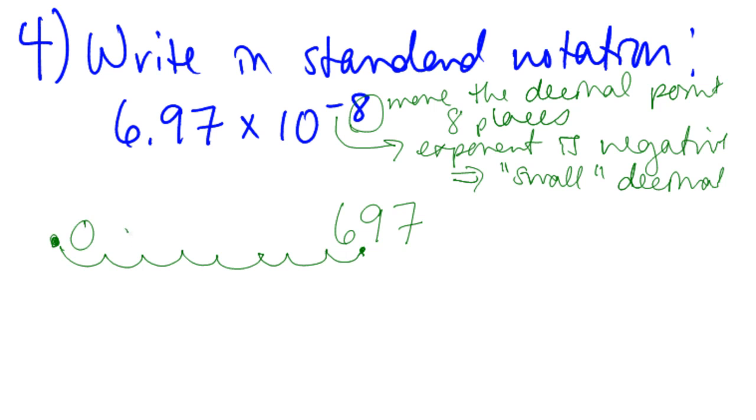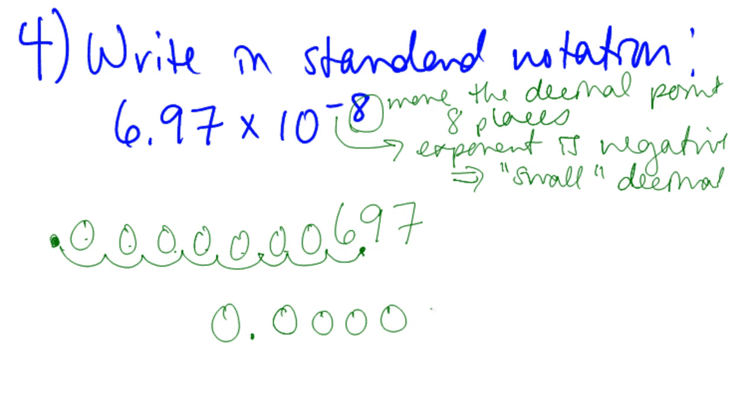I can fill in zeros in all of these empty spots, being very careful to put exactly 1 in each spot. So what I should end up with is 0 point, and then how many zeros do I have here? 1, 2, 3, 4, 5, 6, 7 zeros. And then 6, 9, 7.